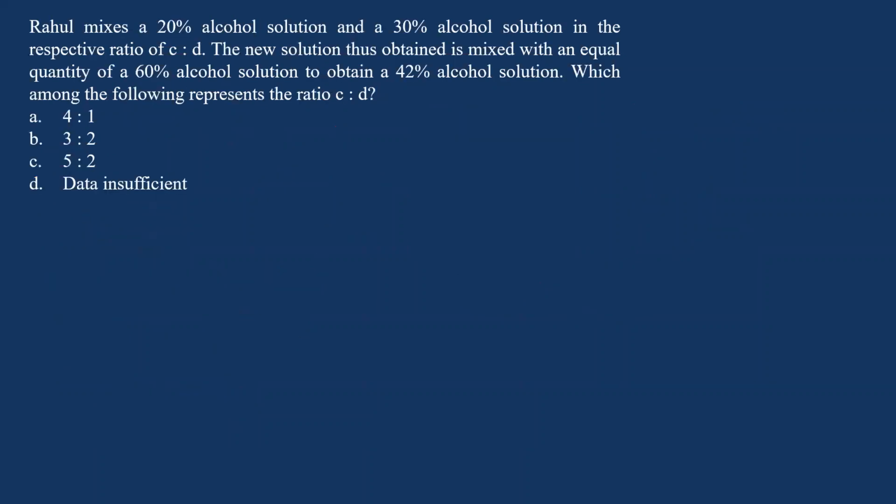Now, next question says that Rahul mixes a 20% alcohol solution and a 30% alcohol solution in the respective ratio of C is to D. So let me assume C liters of 20% alcohol is used.